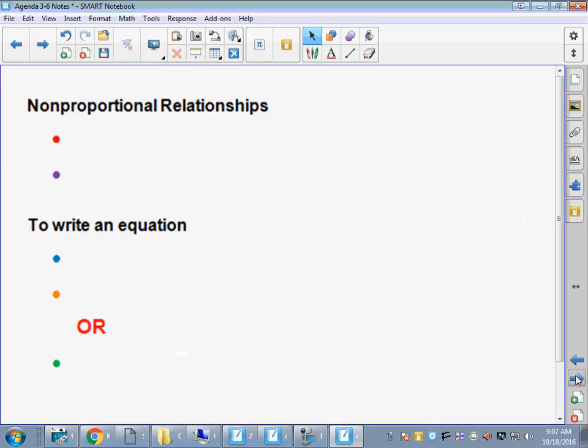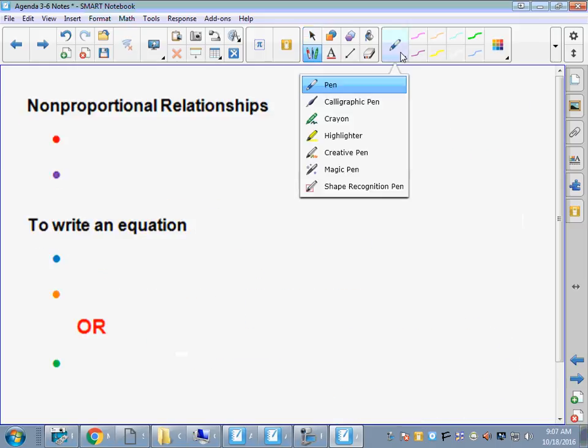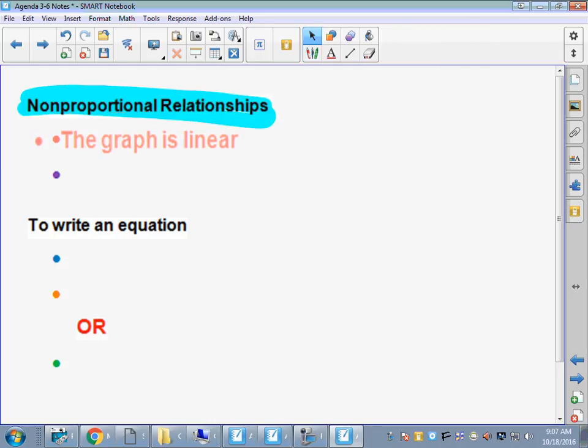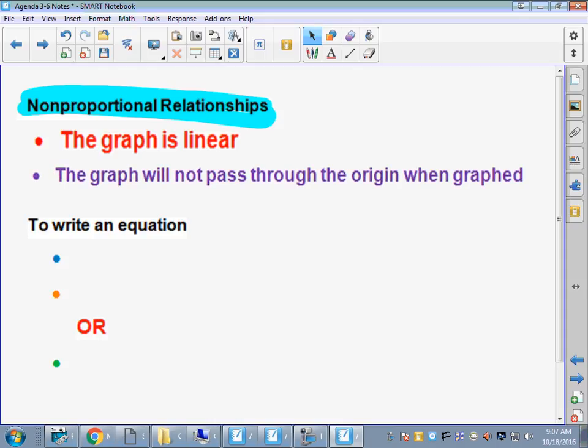All right, so let's talk about these non-proportional relationships. Non-proportional relationships means that we've still got a linear graph. However, it does not go through the origin. So to write an equation, there's two things you can do. If you know about writing equations of lines, you'll do those two. If you don't, you'll do this guy down here.